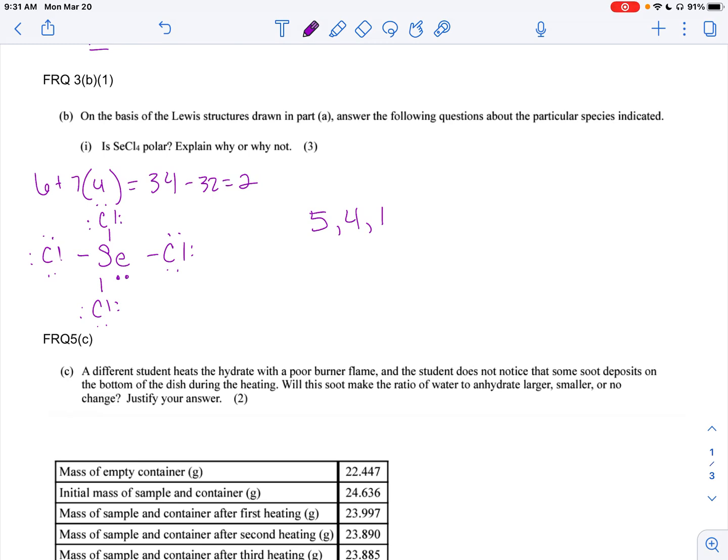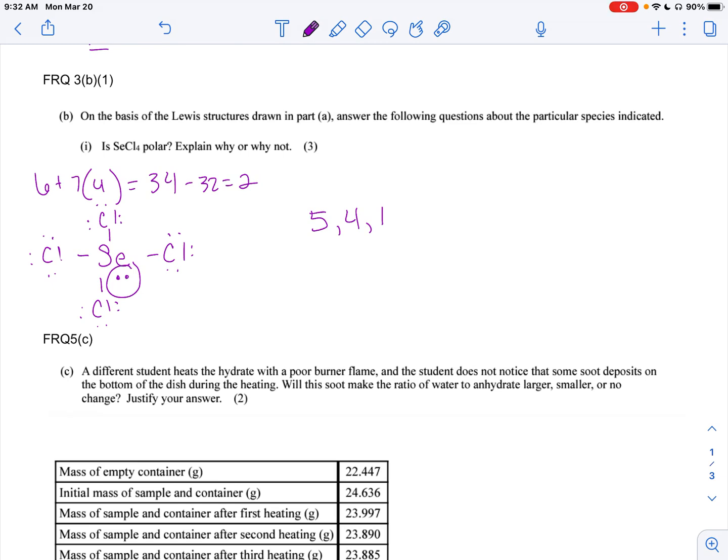Okay, actually, I'm looking at the answer key right now, and it gave us exactly the same explanation that I've been giving the whole time. It says SECl4 is polar. The unshared pair, meaning this extra right here, makes it trigonal bipyramidal, which means it's not symmetrical and it's polar. So you can just say it is not symmetrical because those bond angles are not the same.